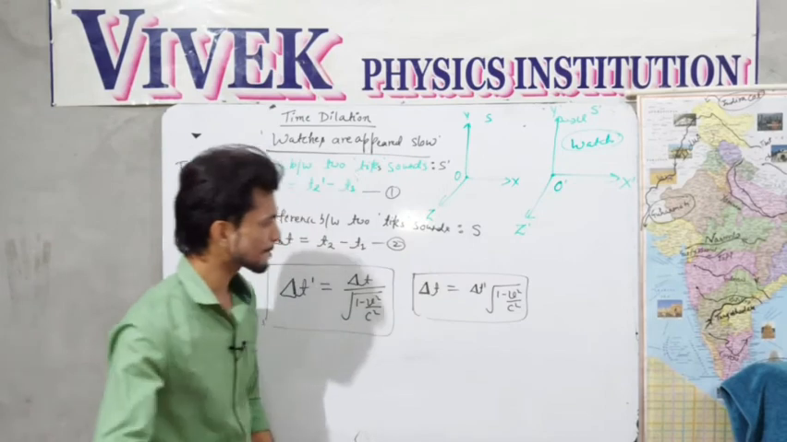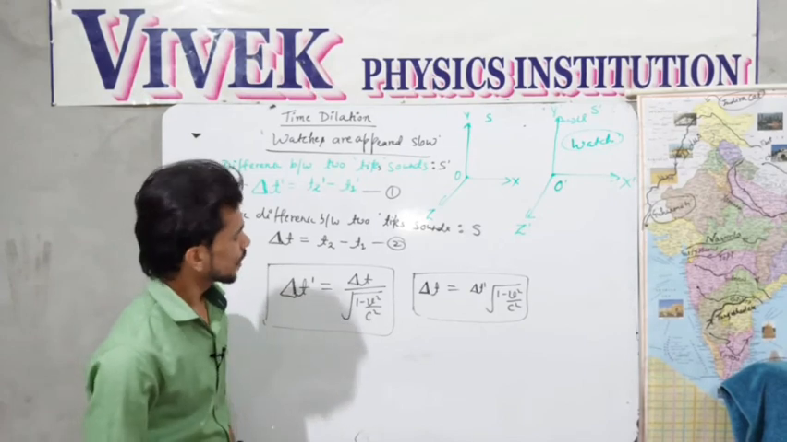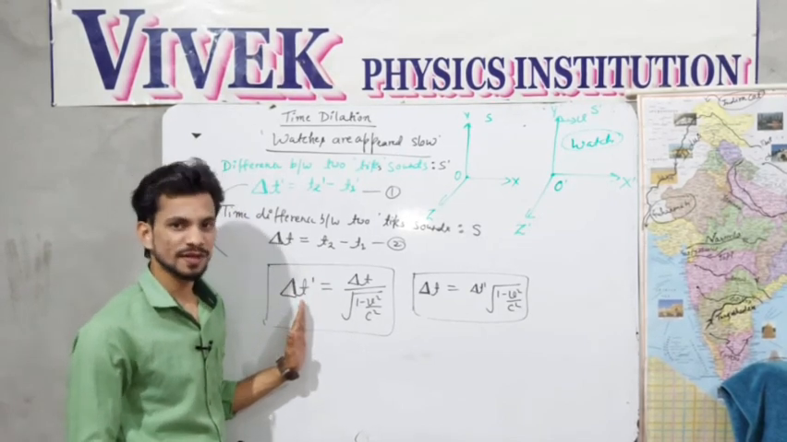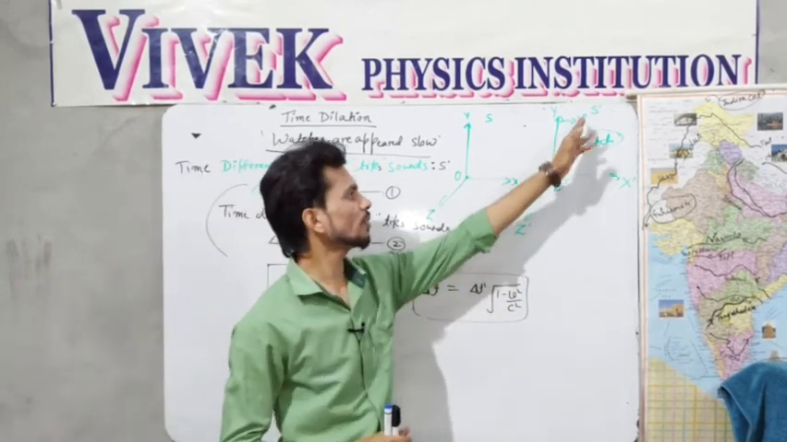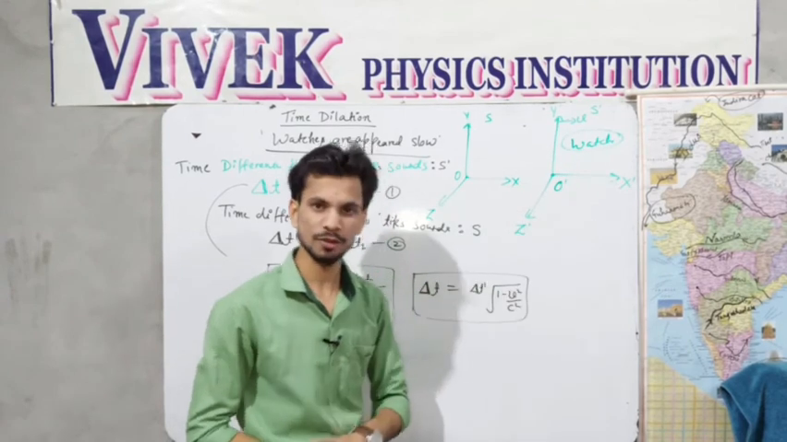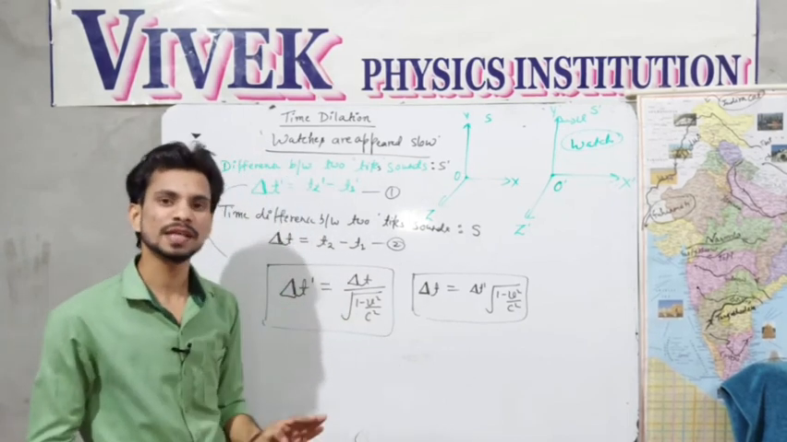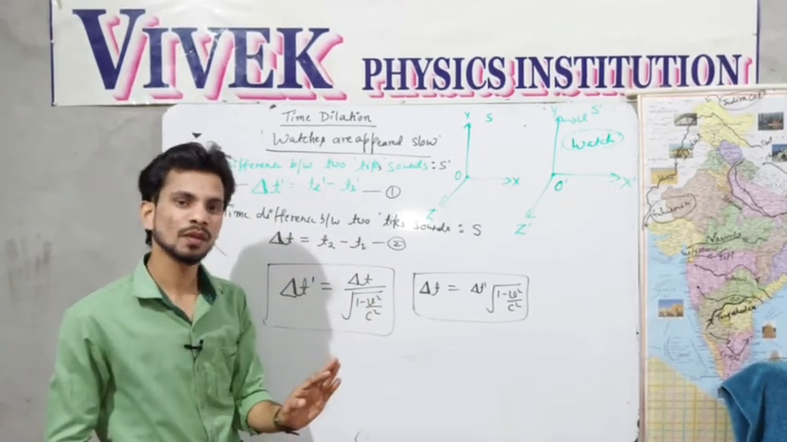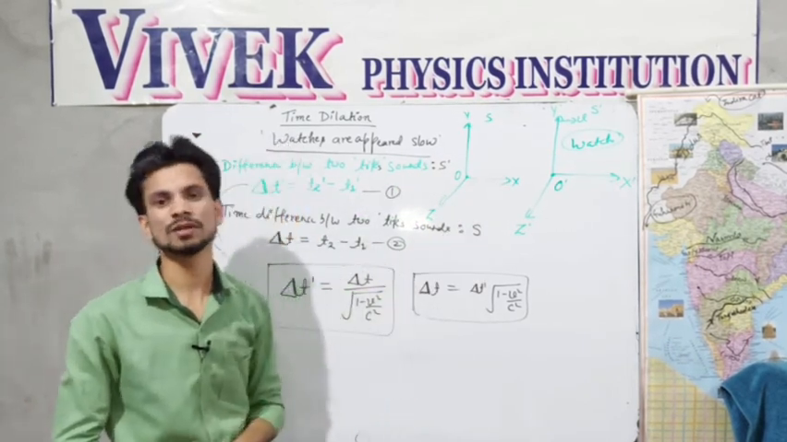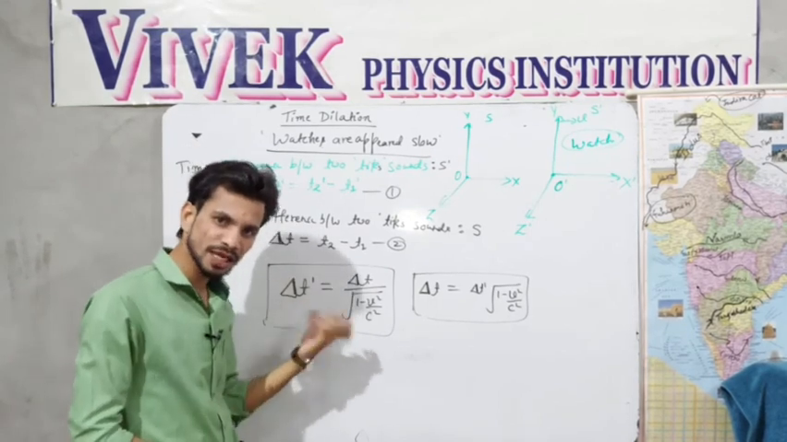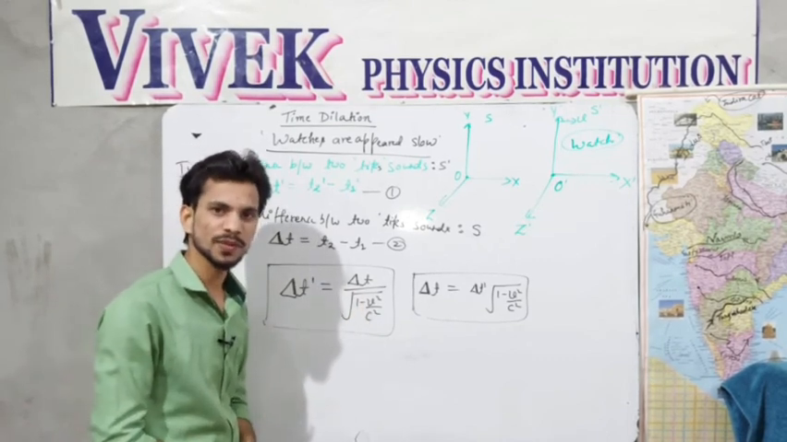Now let us understand the physical meaning of these two equations here. Delta t dash is nothing but the time difference between the sounds of two ticks observed or heard from S dash frame of reference by O dash observer. And delta t is the same time difference between these two tick sounds observed from S frame of reference by O observer. And the relation between these two time differences is delta t dash equal to delta t upon this factor under root 1 minus v square upon c square.